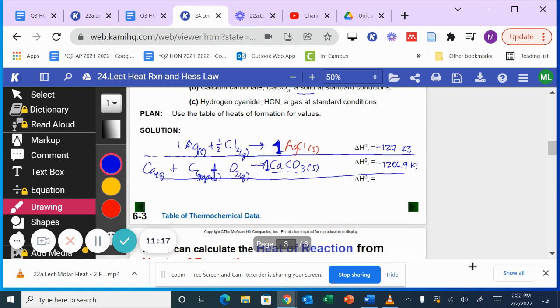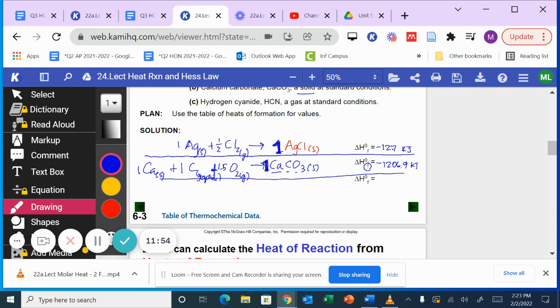O2 gas. Okay, now to balance it, I have this is 1, so this is 1. This is 1, so this is 1. This is 3, this is 2. So I'm going to do 1.5 because 1.5 times 2 equals 3. So what does this mean? To make 1 mole of CaCO3 solid, to form it, I need to take this, this, and this, put it together, and I will give off this much heat if I had 1 mole of this.